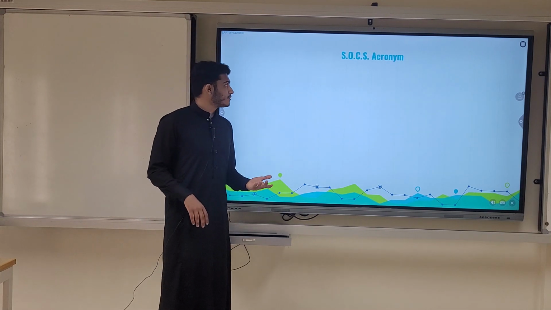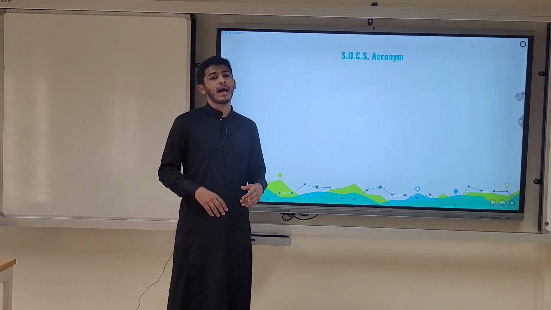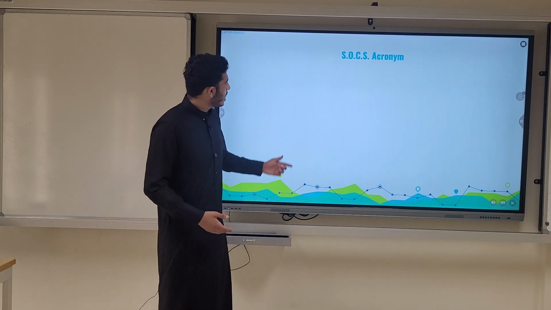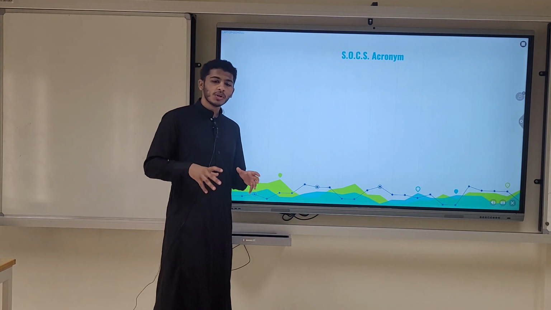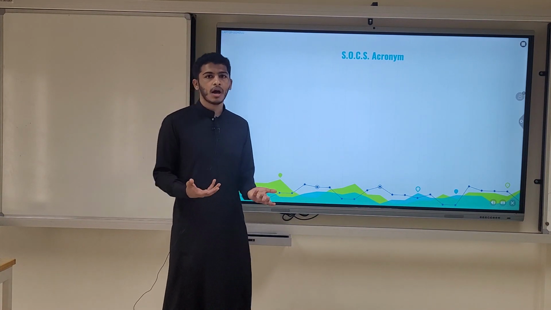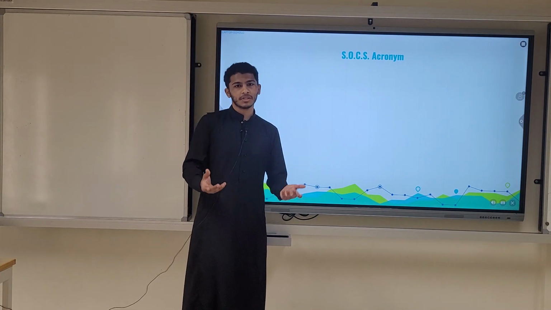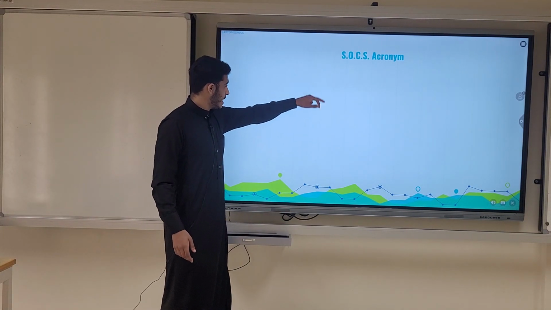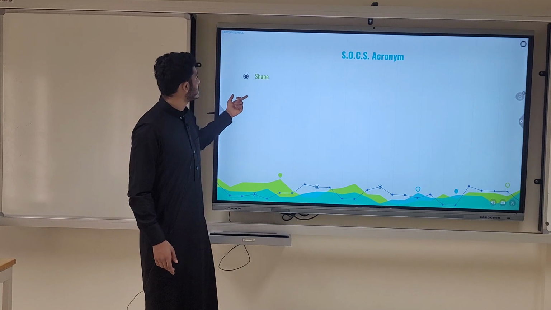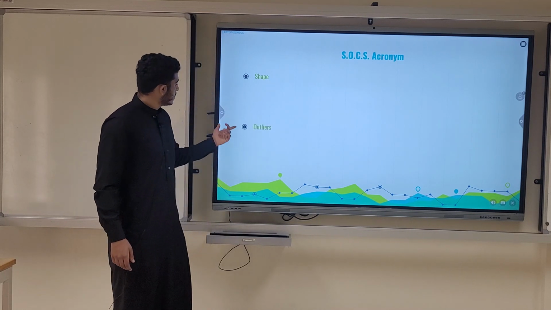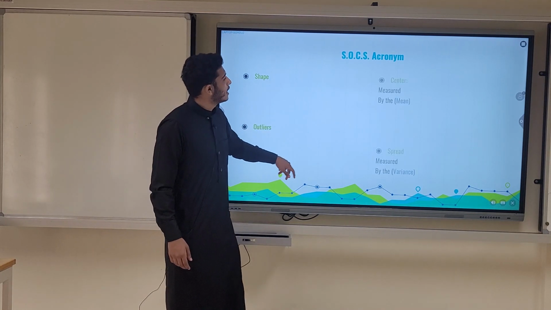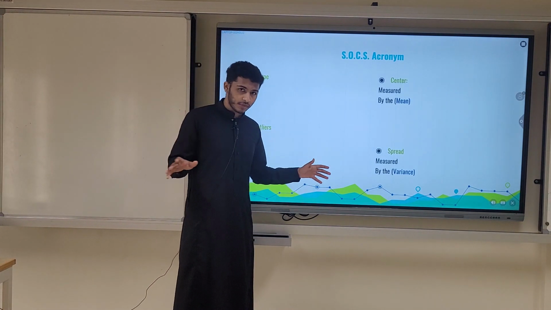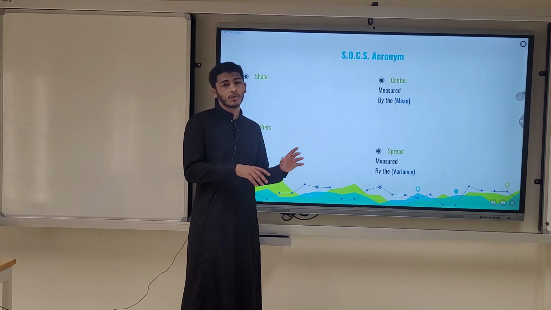So at the beginning of the chapter, I said we're going to be describing sets of data visually. So we have this acronym to help us know what to look for in a graph or in a visual representation of the data. This acronym is SOCS. The S stands for shape, the O stands for outliers, the C stands for the center, and the last S stands for the spread of the data and how dispersed your data is. We're going to go through each one of them.